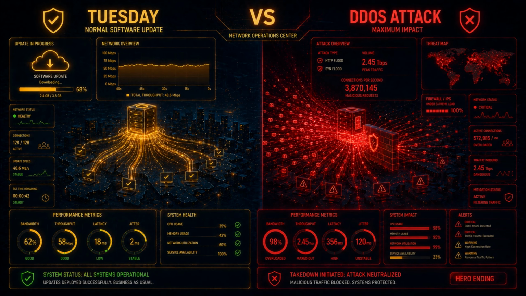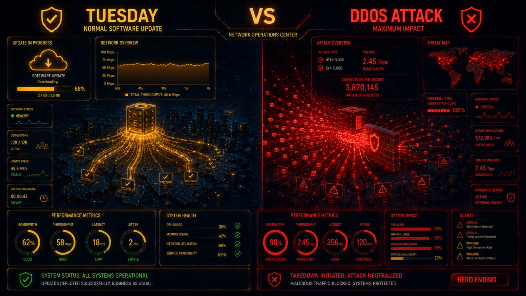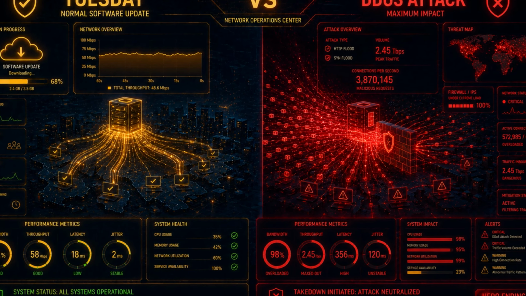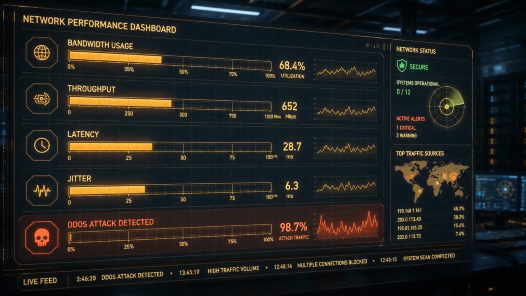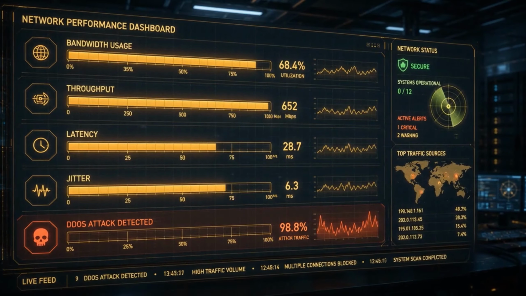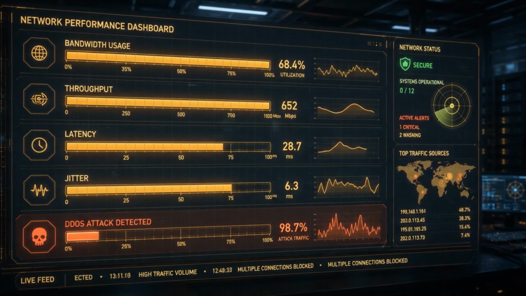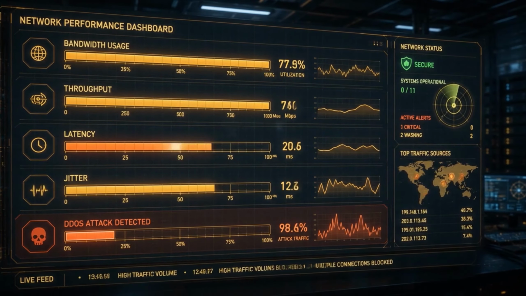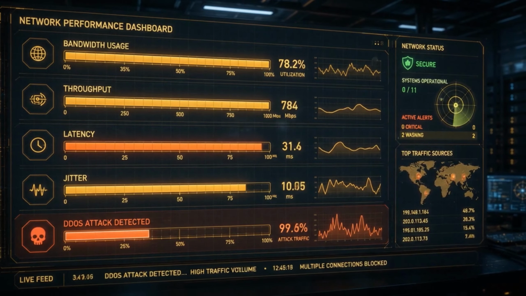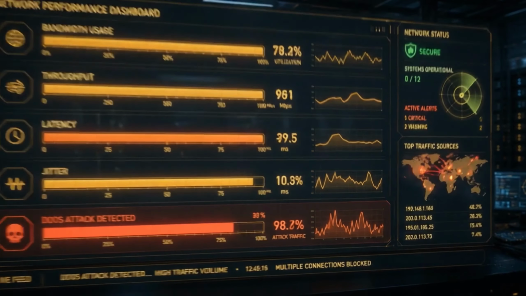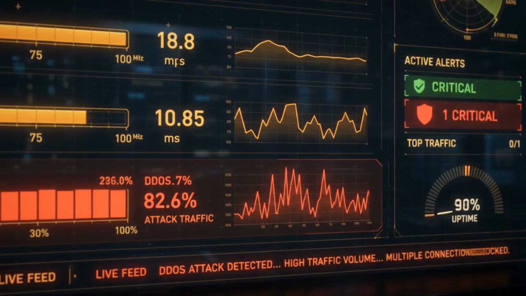On one side, it's normal business activity. On the other, it's an active cyber attack. That's why understanding bandwidth, throughput, latency, and jitter matters. These numbers help a SOC analyst tell the difference between a busy Tuesday and a real attack. That's the job of a SOC analyst. The symptoms may look the same, but the traffic tells the real story.